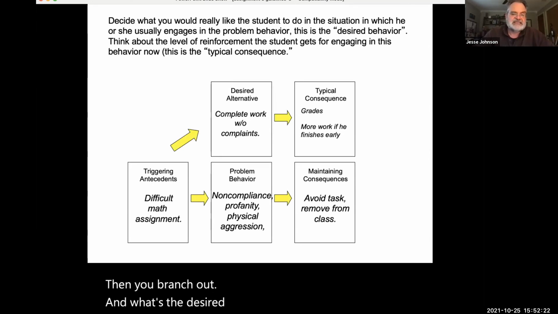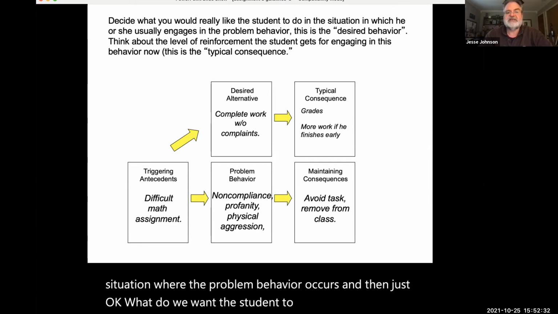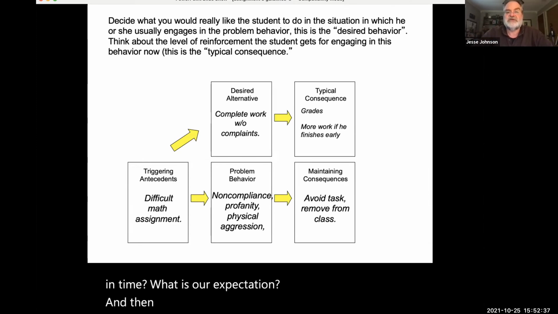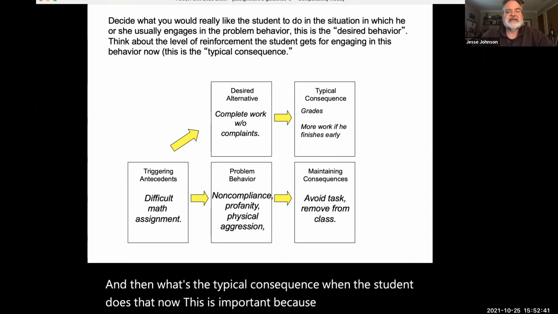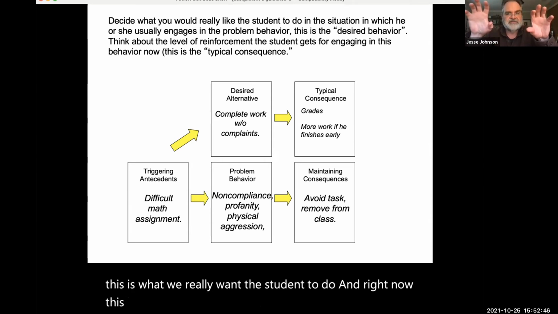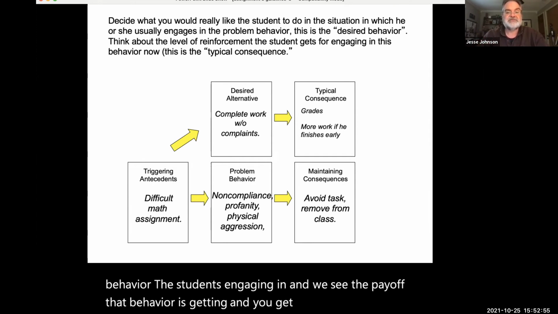So look at the antecedent, the situation where the problem behavior occurs, and then just, okay, what do we want the student to be doing at this point in time? What is our expectation? And then what's the typical consequence when the student does that? Now, this is important because it's showing us this is what we really want the student to do. And right now, this is the payoff. And right below it, we've got the problem behavior the student's engaging in, and we see the payoff that behavior is getting, and you get to compare those two.